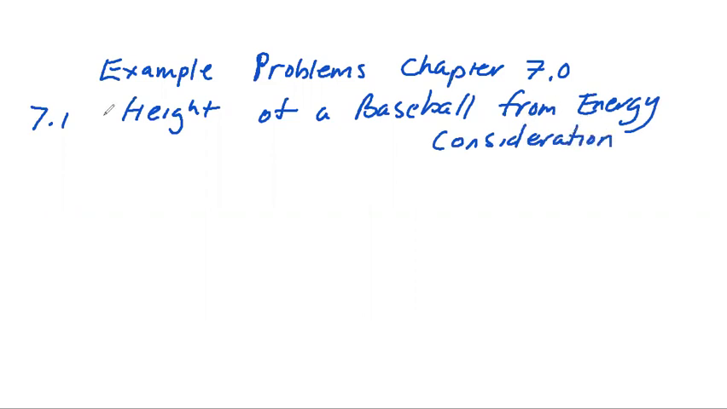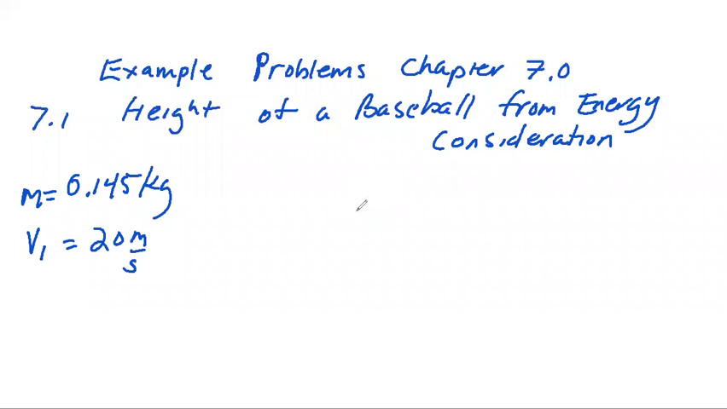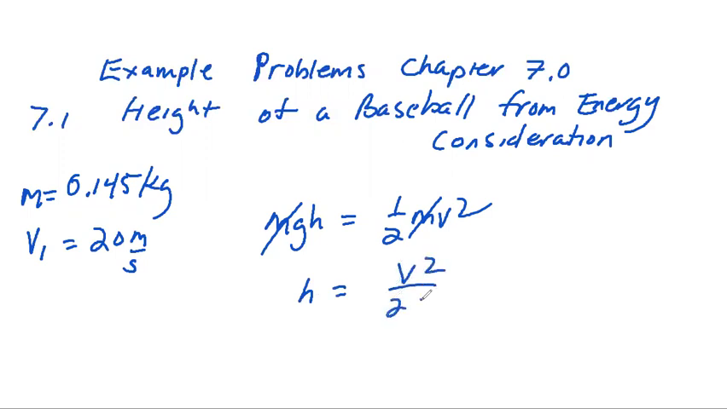And it states you throw a 0.145 kg baseball straight up, giving it an initial velocity of 20 meters per second. So m equals 0.145 kg and v initial equals 20 meters per second. Find out how high it goes, ignoring air resistance. We're going to do this by conservation of energy. mgh equals 1/2 mv squared. Well, I don't need the m, so I want to solve for h. h equals v squared over 2g.